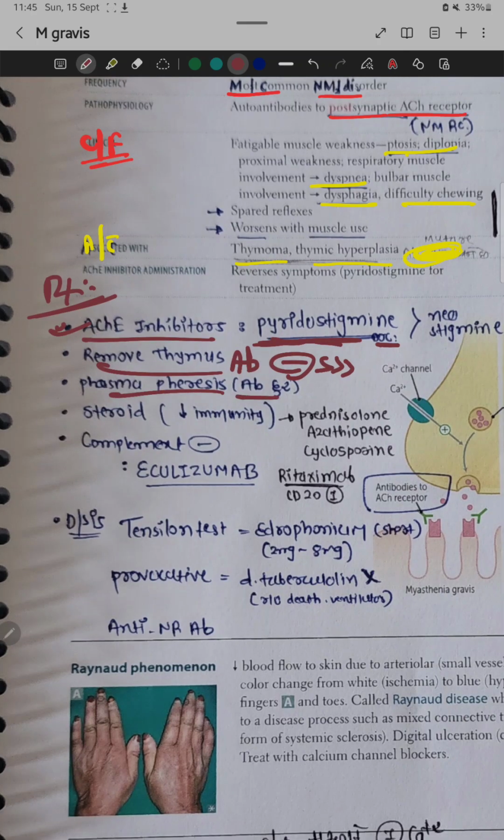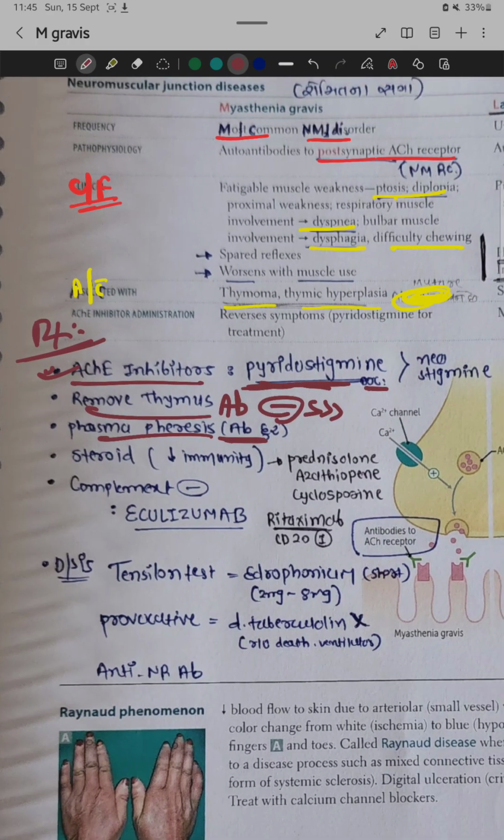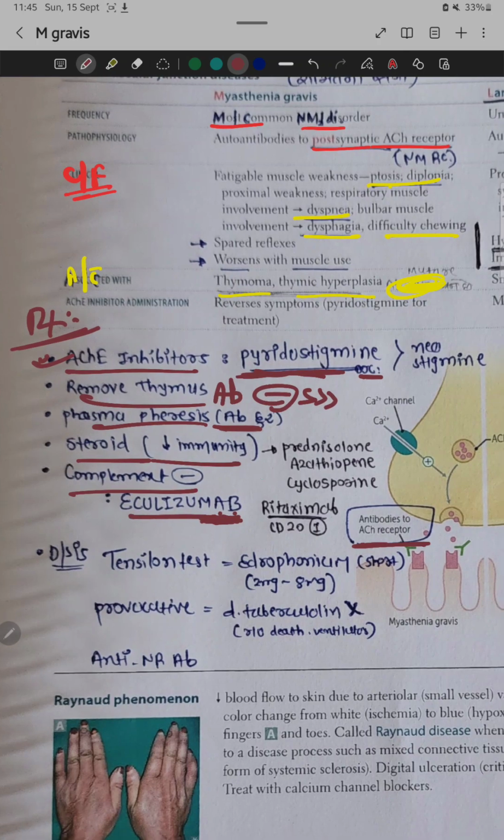We can do plasmapheresis, removing all the plasma of the patient and removing the specific antibodies, which are the anti-acetylcholine receptor antibodies. To decrease immunity, we can give steroids, and for complement inhibition, we can give a monoclonal antibody. The drug name is eculizumab. Whenever a drug name ends in mab, it means it is a monoclonal antibody, like eculizumab. And the immunosuppressants are prednisolone, azathioprine, cyclosporine, which we have learned already.